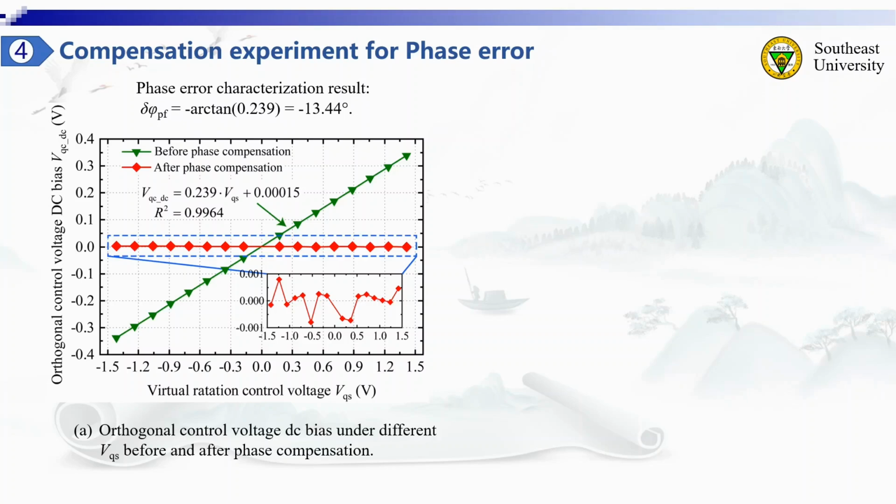According to this result, the phase error is characterized as minus 13.44 degrees. Importing this characterization result into the phase error compensation module, the phase error compensation is realized as shown by the red line in figure A. After phase compensation, the orthogonal control voltage DC bias is basically 0 and no longer changes with the VQS. This result confirms the effectiveness of the proposed phase error characterization and compensation method.